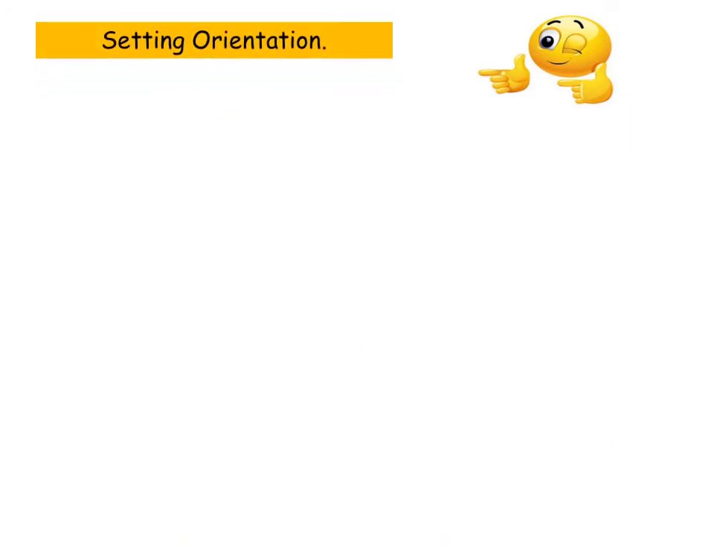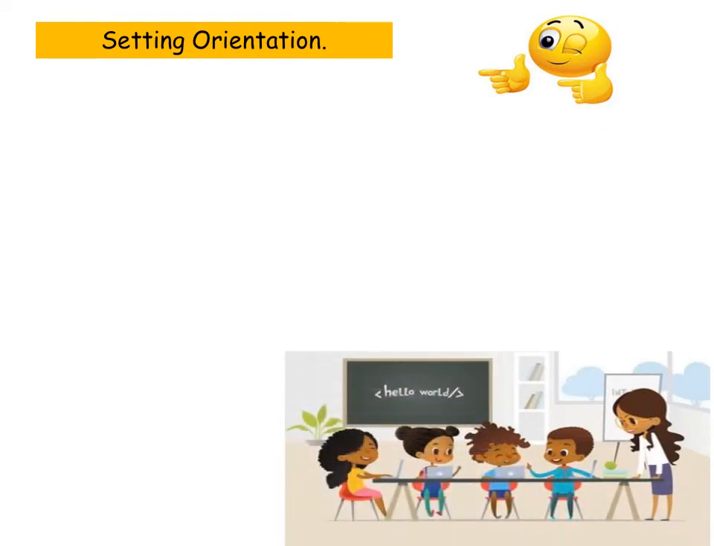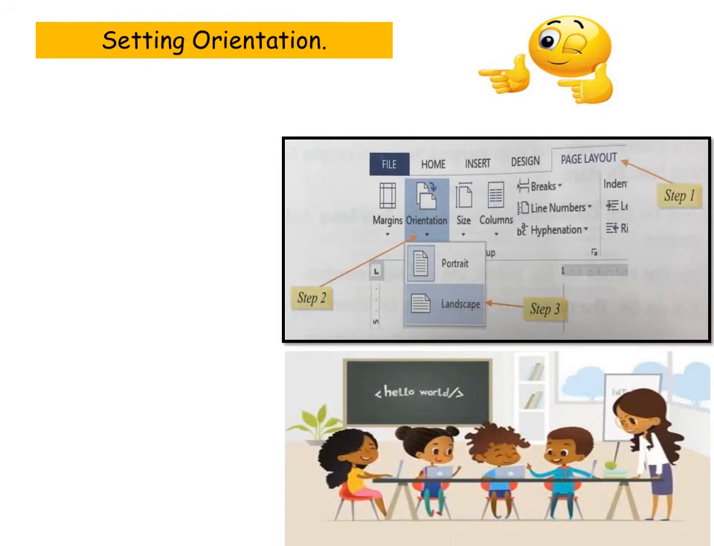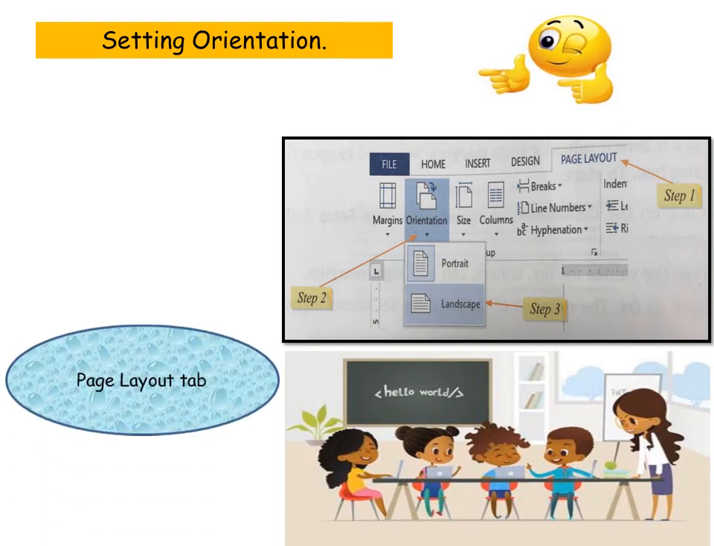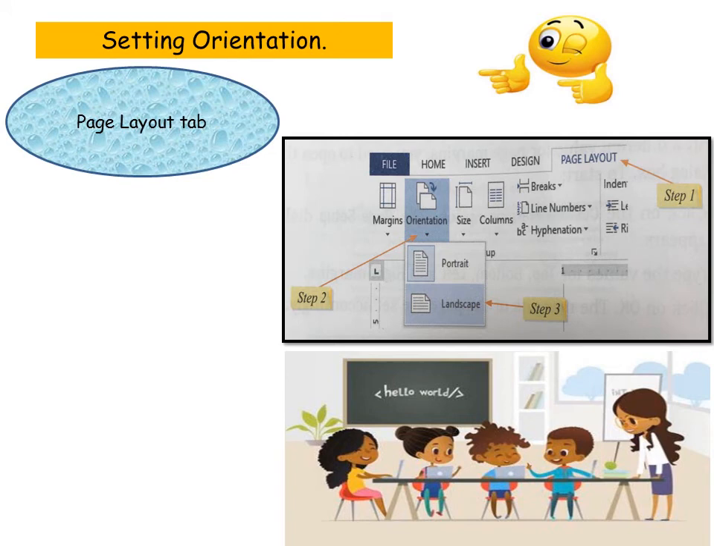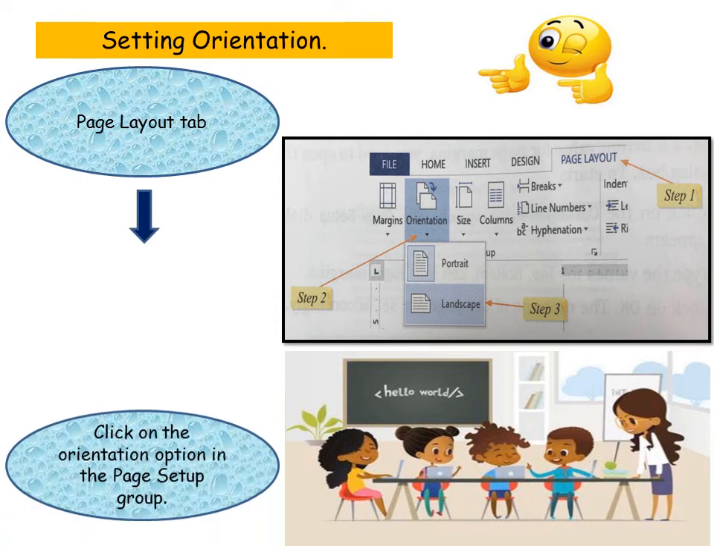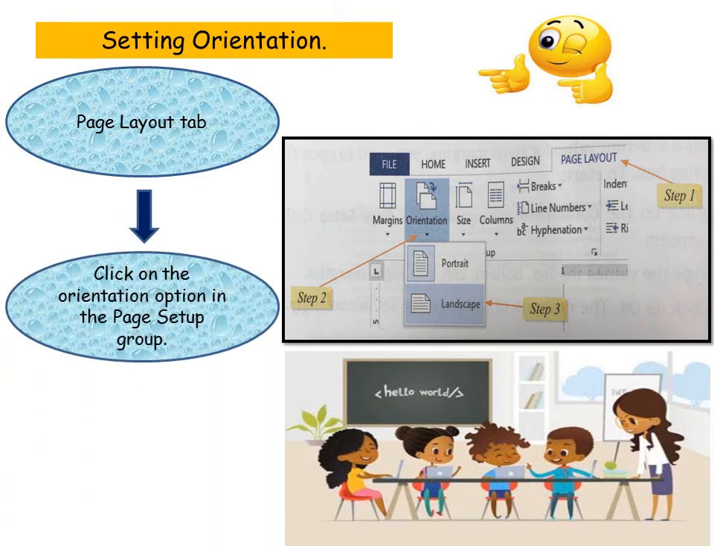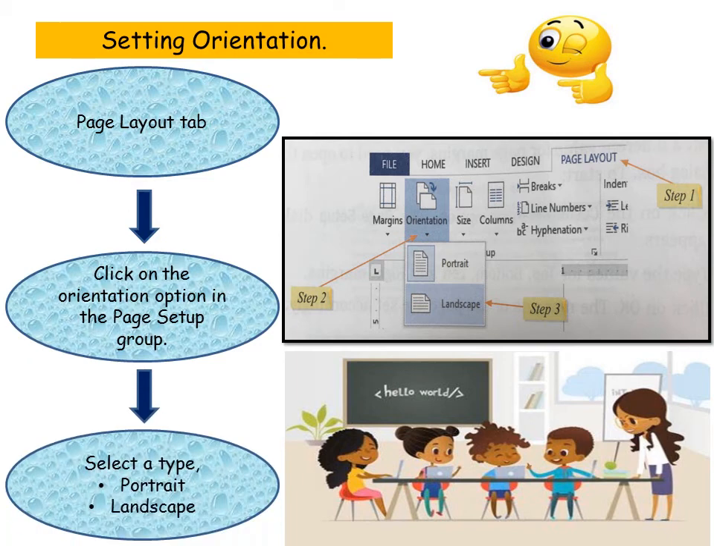How do we set orientation? As shown in the figure 4.17 on page number 54, everyone has to click on the Page Layout tab. Then click on the Orientation option in the Page Setup group and select a type, Portrait or Landscape.